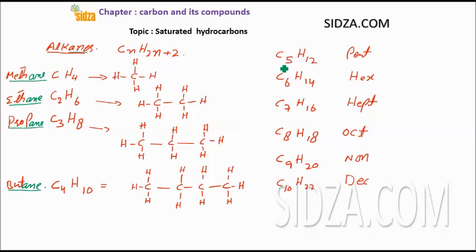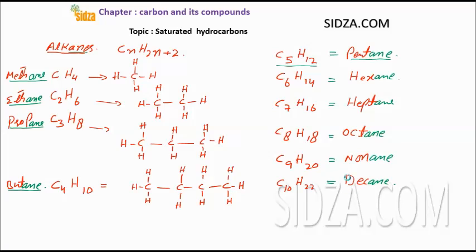And this compound belongs to the alkane category, so I'm going to use ane at the end. So this is pentane, right? And this will be hexane, and this will be heptane, and this will be octane, and this will be nonane, right? C9H20 is nonane, and C10H22 is decane. So these are the different compounds of the alkane family.